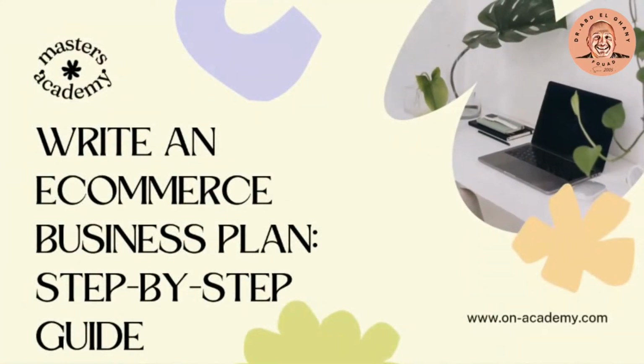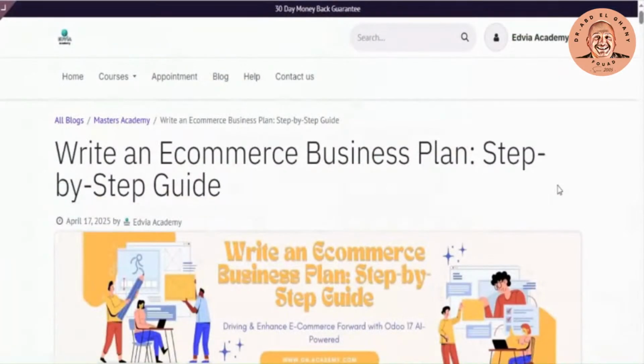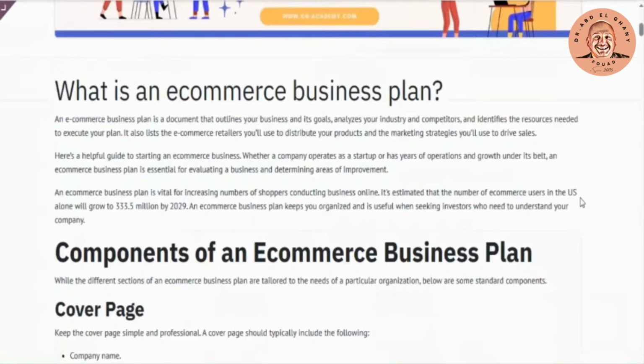Write an e-commerce business plan, step-by-step guide. What is an e-commerce business plan? An e-commerce business plan is a document that outlines your business and its goals, analyzes your industry and competitors, and identifies the resources needed to execute your plan. It also lists the e-commerce retailers you'll use to distribute your products and the marketing strategies you'll use to drive sales. Here's a helpful guide to starting an e-commerce business.